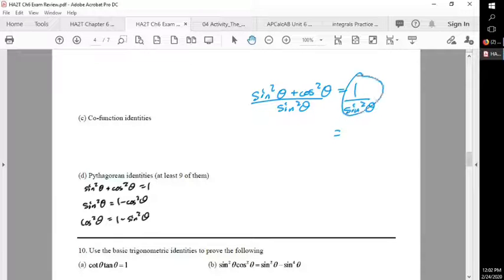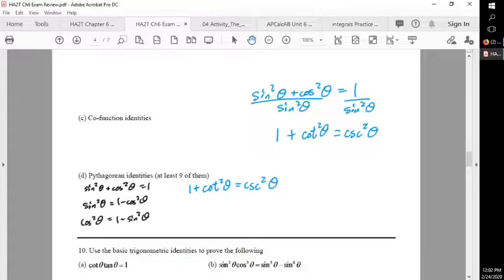Do you guys know what 1 over sine squared theta equals? Cosecant squared theta. And then do you guys know what sine squared theta divided by sine squared theta is? 1. And what is cosine squared theta divided by sine squared theta? Cotangent squared theta. So there it is. There's your other identity. 1 plus cotangent squared theta equals cosecant squared theta.